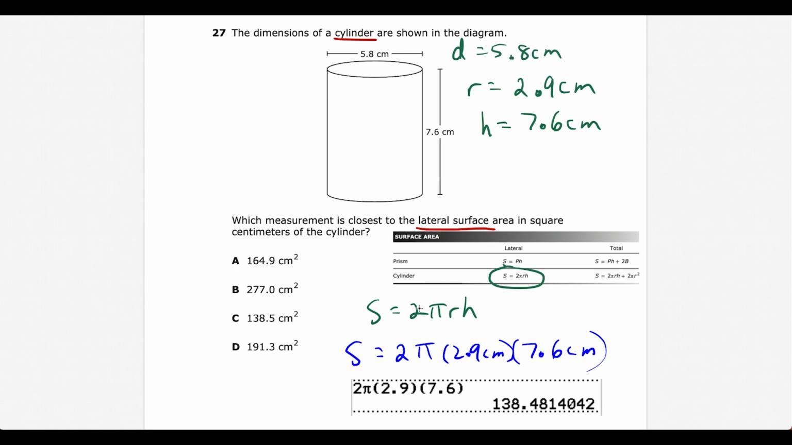A small detail to note, but it doesn't matter because this is multiple choice: when we do centimeter times centimeter, that's going to be square centimeters, which matches all the units we have here. But now scanning the answer choices, this will match choice C.